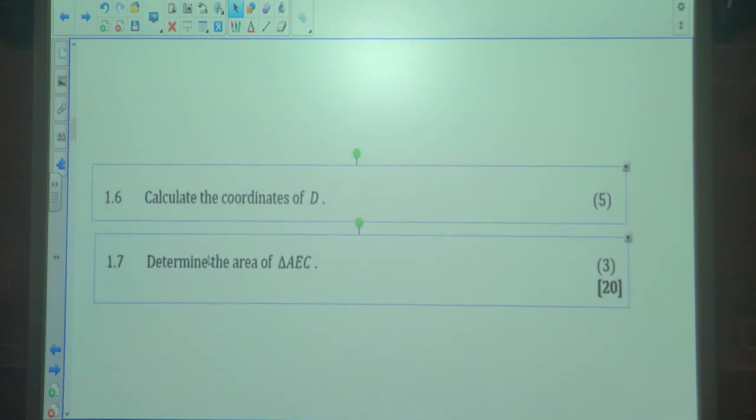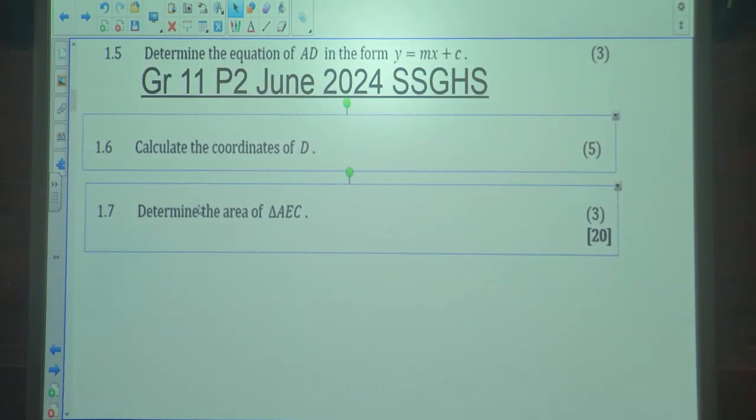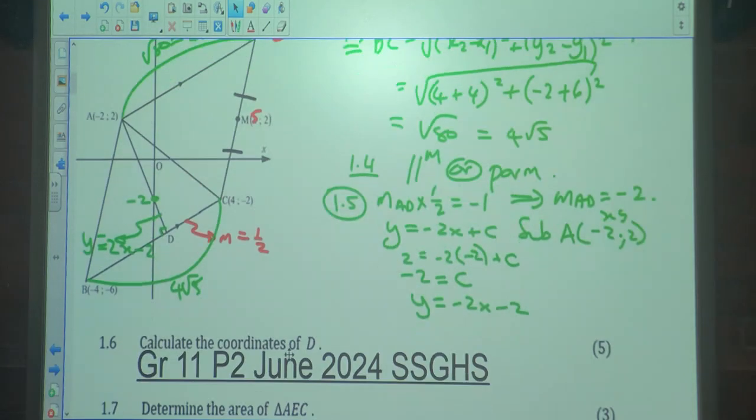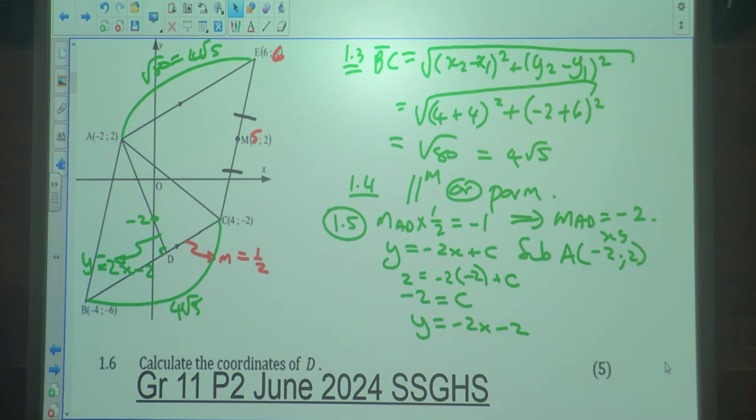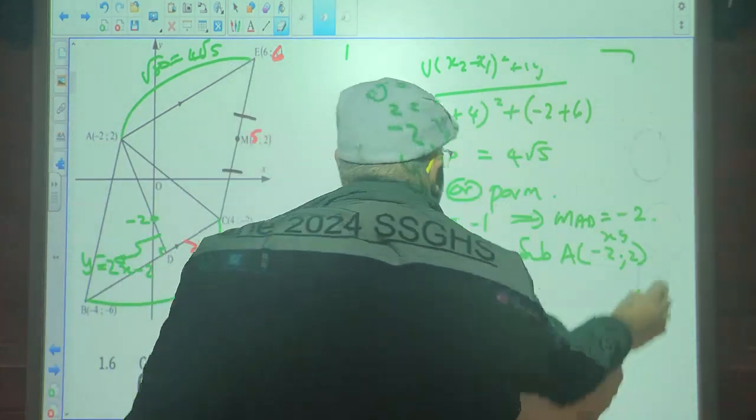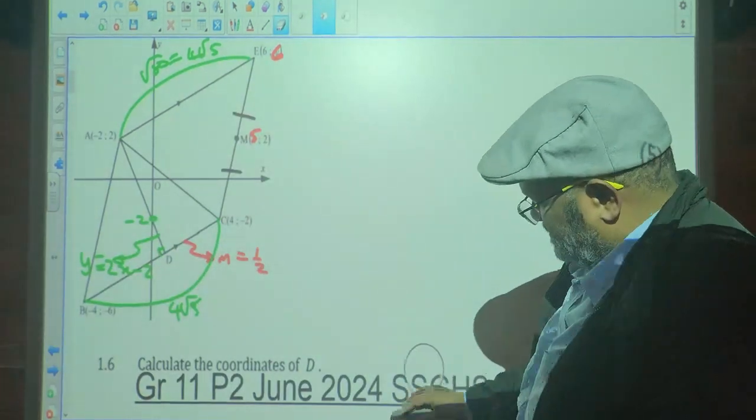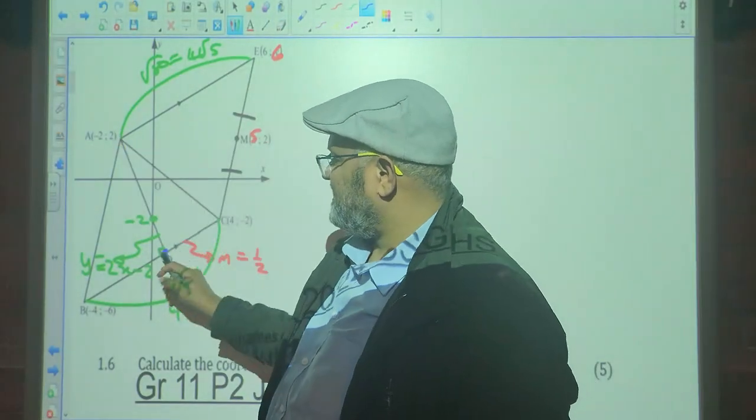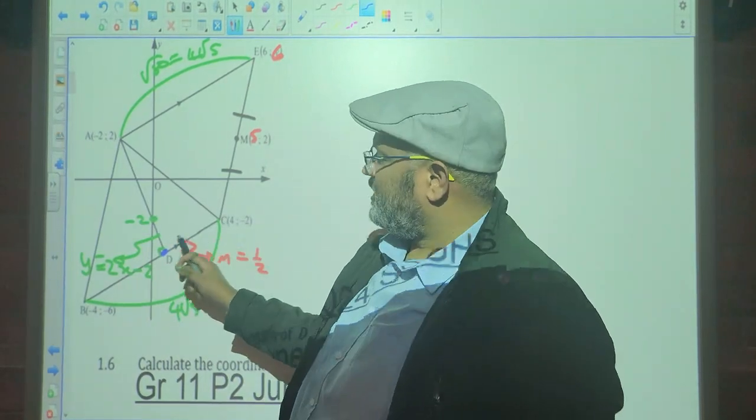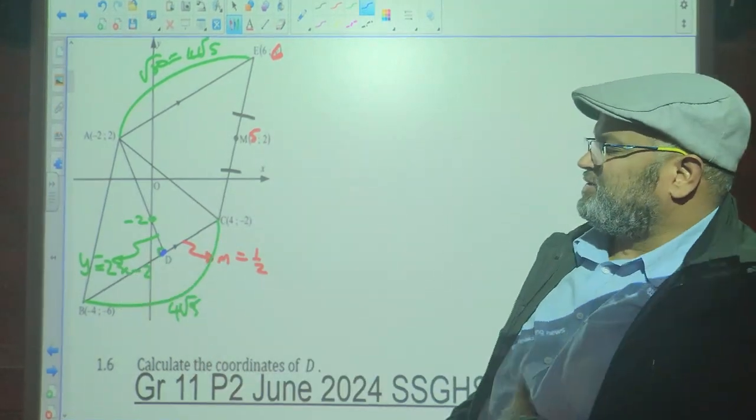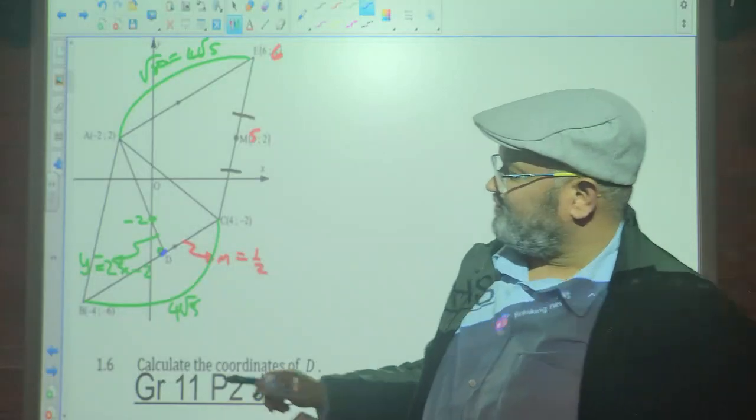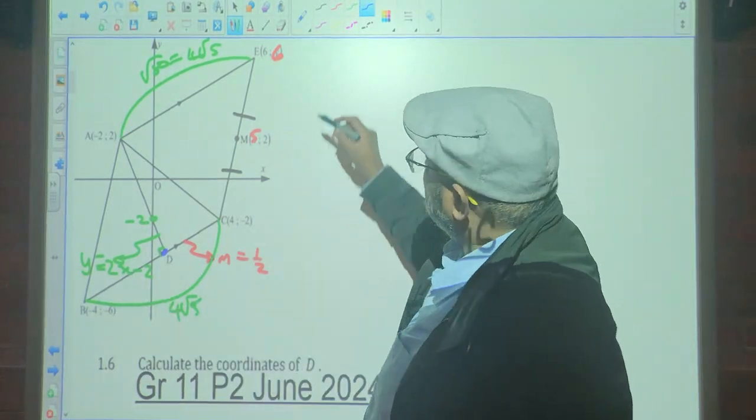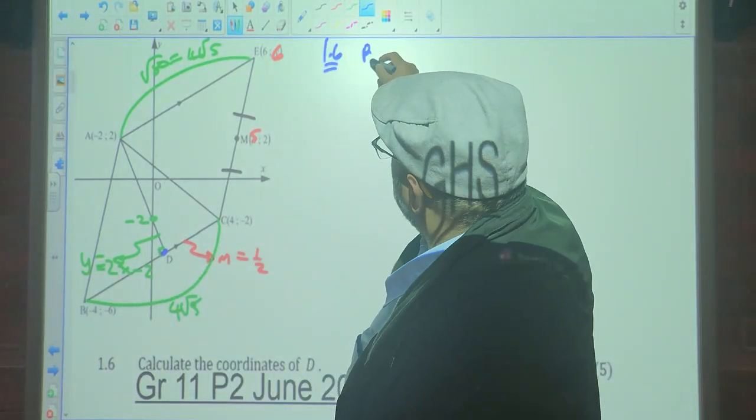For 5 marks, the coordinates of D. If I look at D, D is the point of intersection of AD and BC. We have the equation of AD to be y = negative 2x minus 2. However, the equation of BC I don't have. So I'm going to work out the equation of BC first.